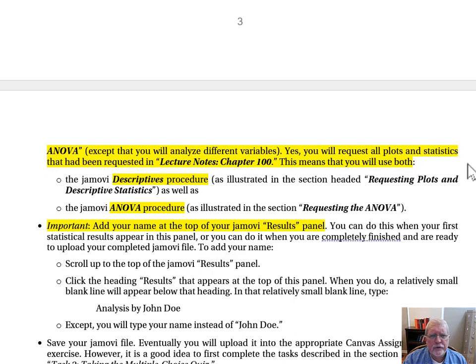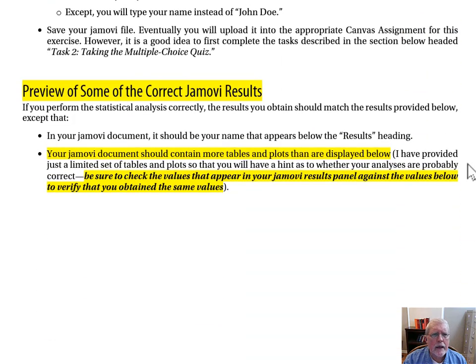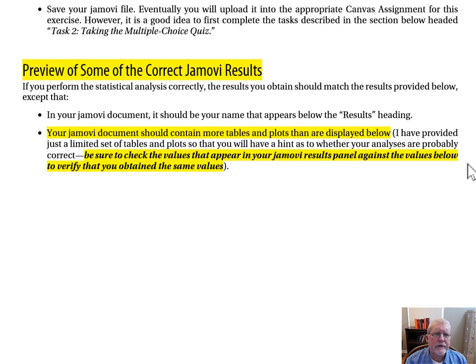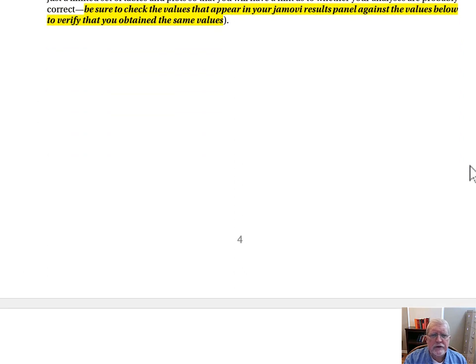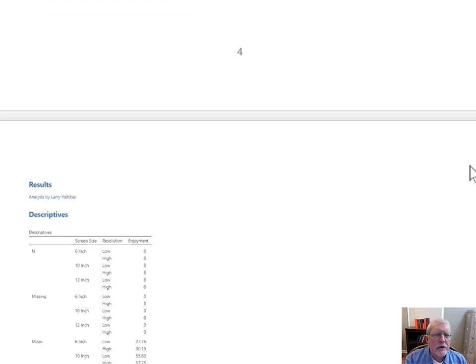Still on page 4, we continue. Preview of some of the correct Jamovi results. Your Jamovi document should contain more tables and plots than are demonstrated below, but you should be sure to check the values that appear in your Jamovi results panel against the values below to verify that you obtained the same values. I give you some hint results here just so that you can check your results against mine and make sure you're getting the same statistics.